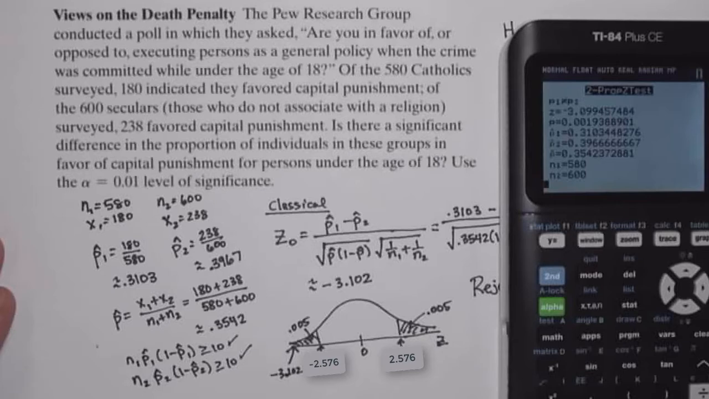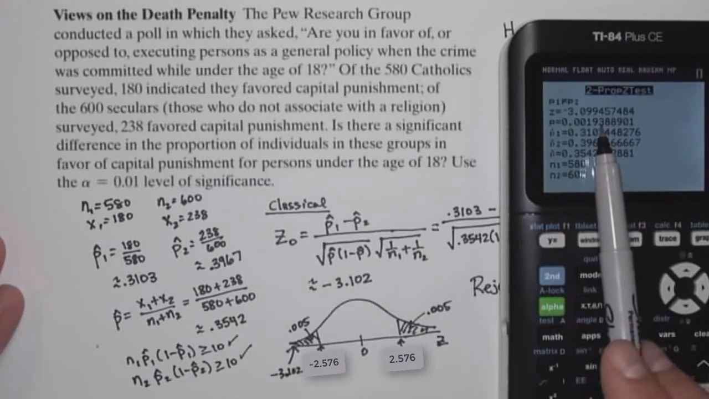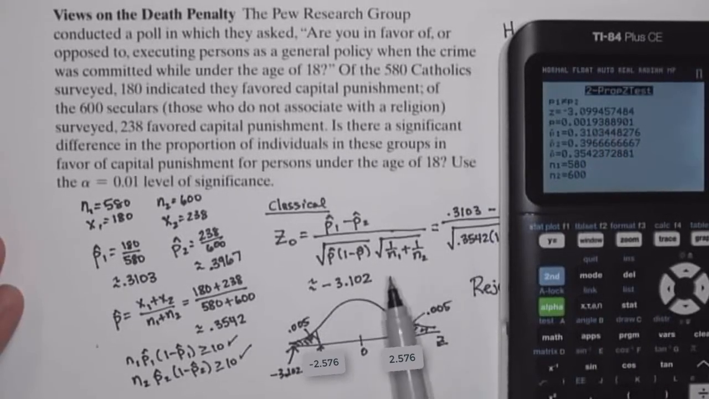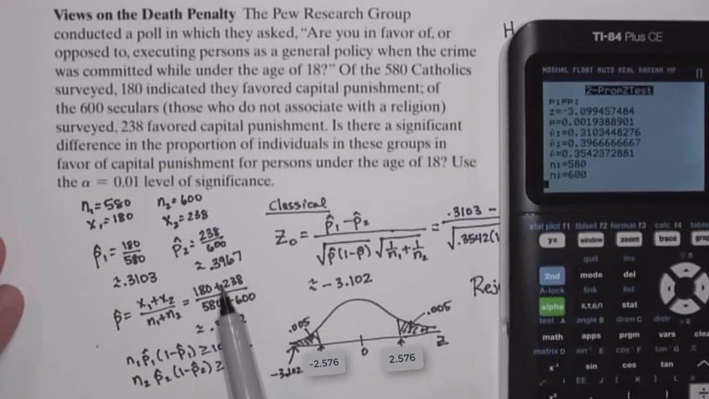So just to point out that all agrees, p-hat1 we had 0.3103, p-hat2 we had 0.3967, which agrees. P-hat we had 0.3542, which agrees. So all of this agrees. Our test statistic, when we calculated it, we got negative 3.102. The calculator is saying negative 3.099. So we have a little bit of error here, and the reason for that error is the fact that we rounded these p-hats to 4 places, and the calculator doesn't. So the calculator is actually more accurate.